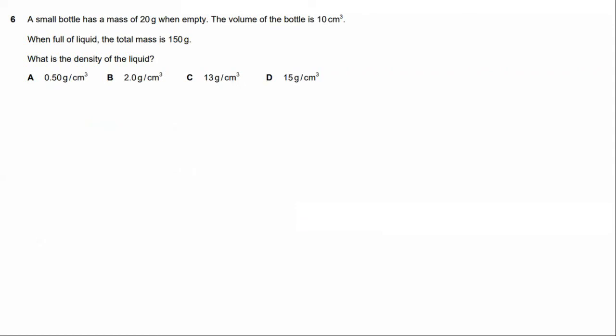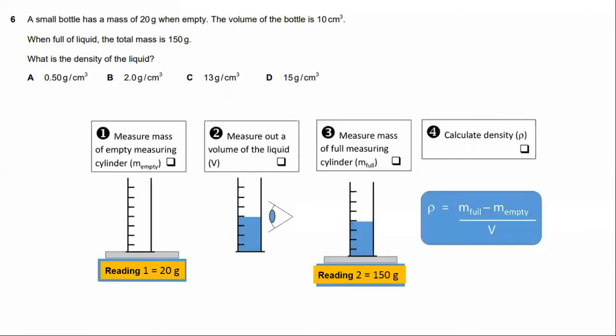A small bottle has a mass of 20 grams when empty. The volume of the bottle is 10 cubic centimeter. When full of liquid, the total mass is 150 grams. What is the density of the liquid? We know the formula for density is mass over volume. So we have to know the mass of the liquid and its volume. In order to do that, we would follow these steps shown in this diagram.